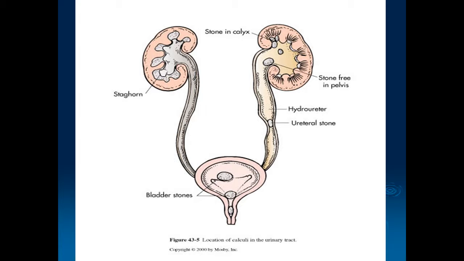The first condition I want to talk about is a stricture. Now this is a picture of stones, but a urethral stricture, this is your urethra here. So anything that presses against or twists this urethra, or a narrowing of that, is going to prevent the urine from flowing. So a narrowed urethra is a urethral stricture.